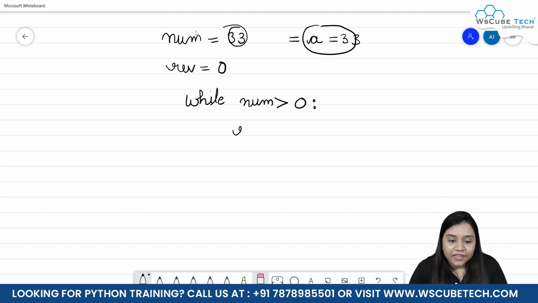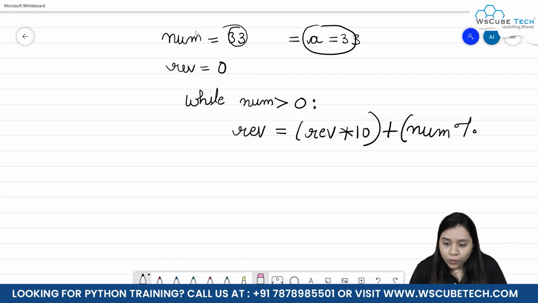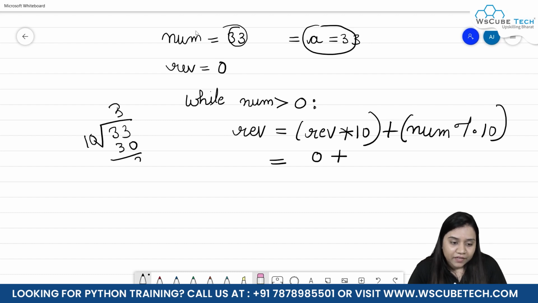Okay. I'm using this variable reverse. Reverse is equals to reverse multiply by 10, plus our number when divided by 10, what remainder it gives will be added to this reverse. So let's say we have reverse right now as 0. 0 when multiplied by 10 gives us a 0, plus our number when divided by 10. So number is 33. 33 when divided by 10 gives us the remainder 3. So plus 3 right now, what is the value of this reverse? Reverse is equals to 3.